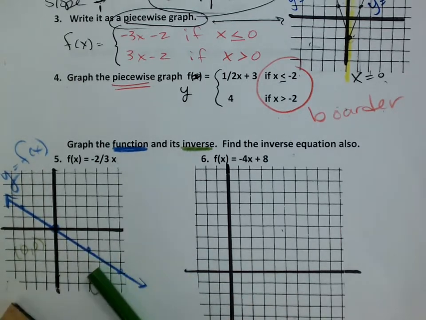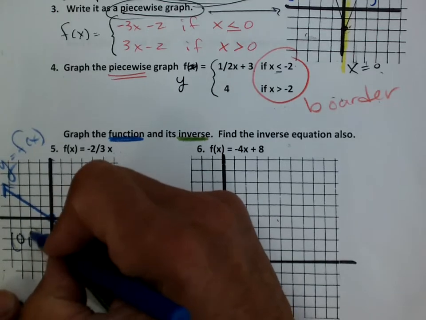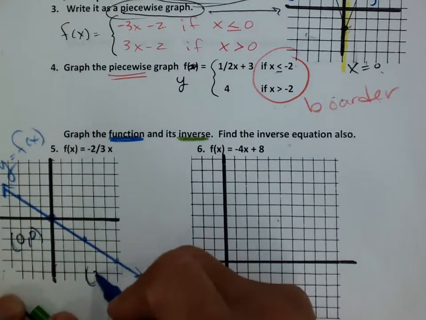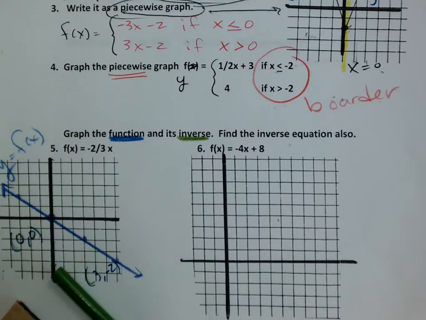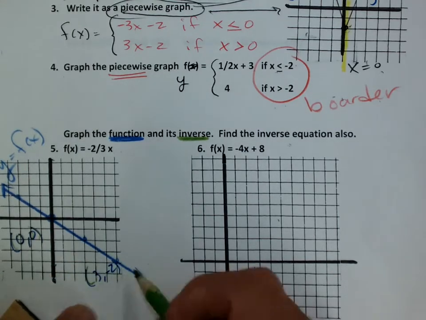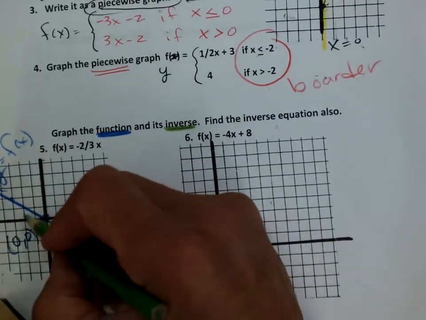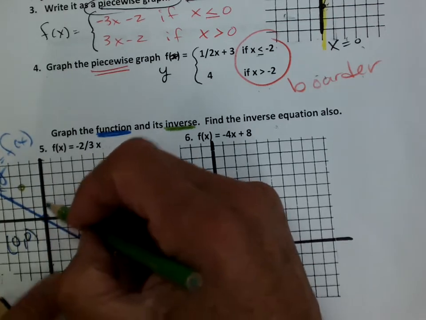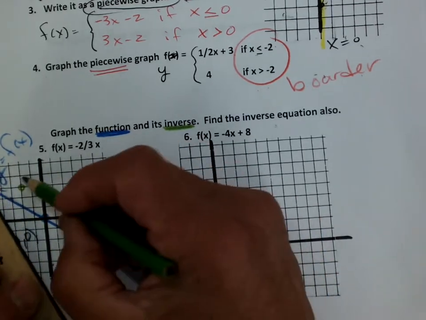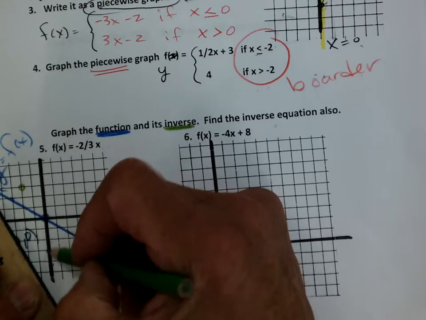So I've got a point at 0, 0, and I've got a point at 3, -2, and I'll do a little switcheroo. Instead of 3, -2, I'll do -2, 3, and 0, 0. Looks like the slope is down 3 over 2.